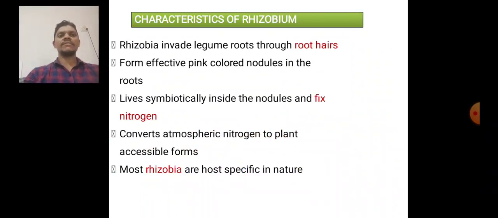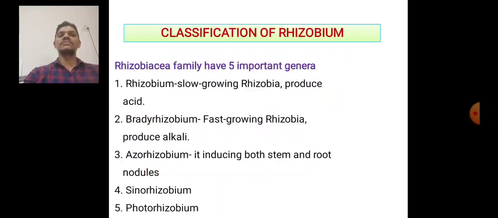The characteristics of rhizobium: the rhizobium invades legume roots through root hairs, forms effective pink-colored nodules in the roots, lives symbiotically inside the nodules and fixes nitrogen. It converts atmospheric nitrogen to plant-accessible forms. Most rhizobia are host-specific in nature.